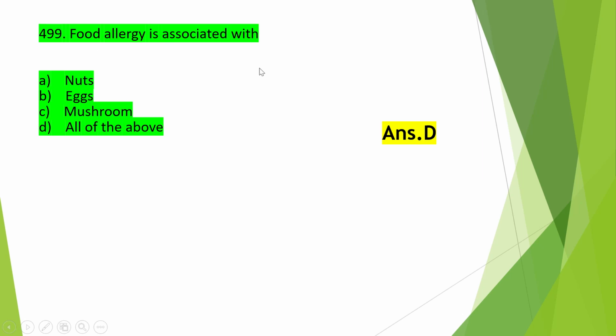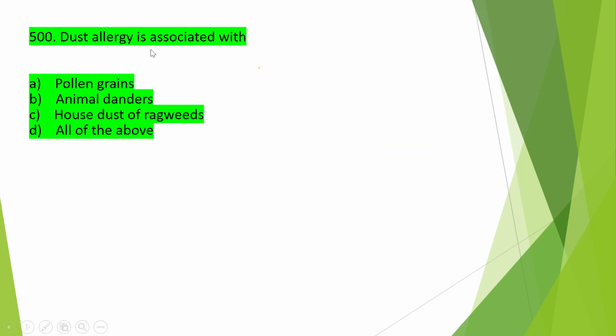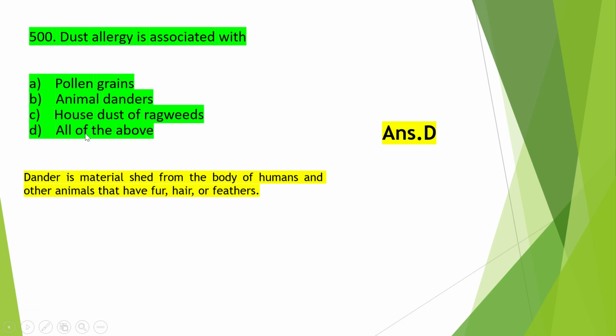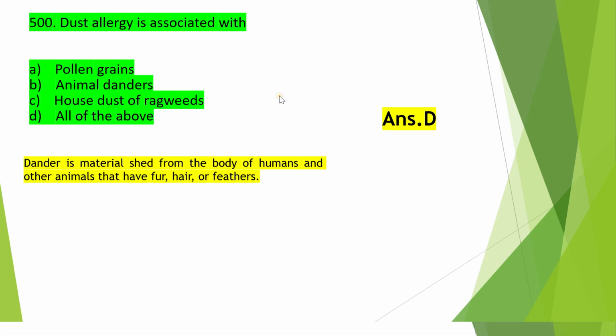Okay, and the last question of this video is: dust allergy is associated with pollen grains, animal danders, house dust of ragweeds, or all of the above, and the right answer is option D, all of the above are dust allergy. Okay, so dander is material shed from the body of humans and other animals that have fur, hair or feathers. So this is all about this video on immunological MCQs.